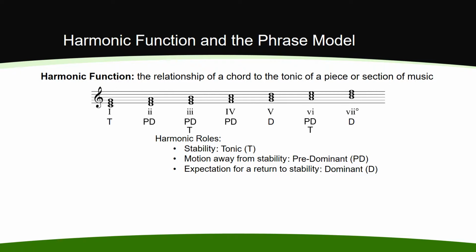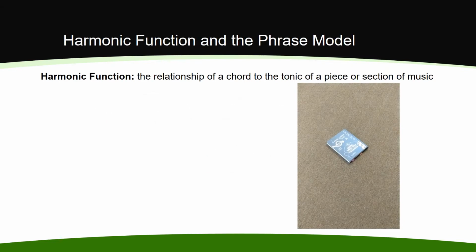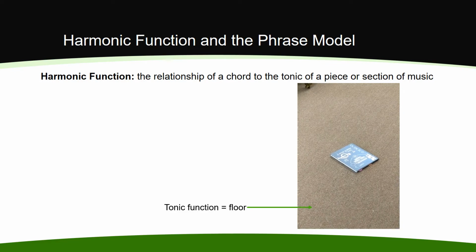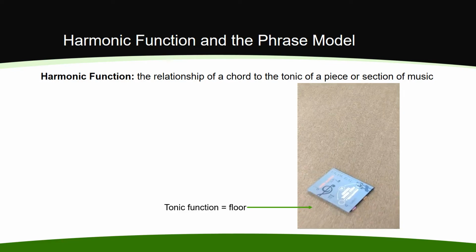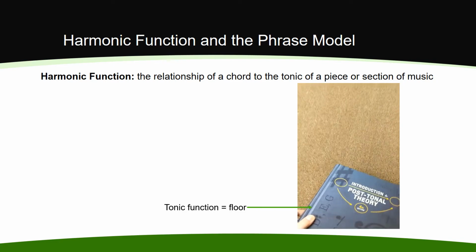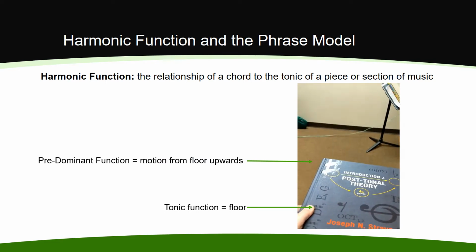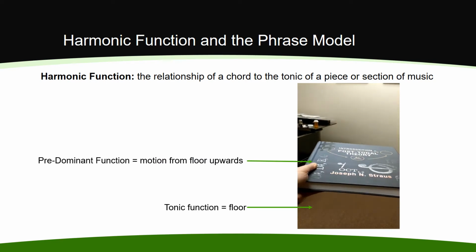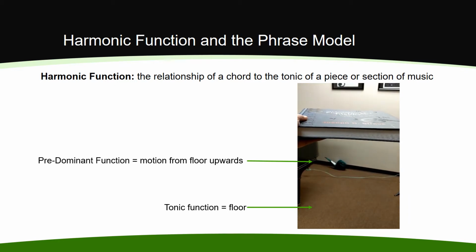Think of harmonic function like gravity. The tonic function is the floor. It's where all objects, or chords in this case, want to get to. Picture a textbook resting on that floor. It is at rest and stable. Now imagine picking up that textbook and slowly raising it out in front of you at shoulder height. The journey from floor to shoulder height is predominant function. Not only does it connect our journey to what happens next, but it also creates tension as we move further and further away from the floor.